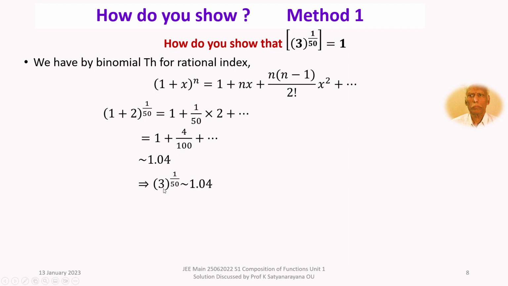So the greatest integer less than or equal to 3 power 1 by 50, that is the greatest integer less than or equal to 1.04, is 1 only. Therefore, bracket 3 to the power of 1 by 50 is equal to 1. So that is method 1. We go to method 2.